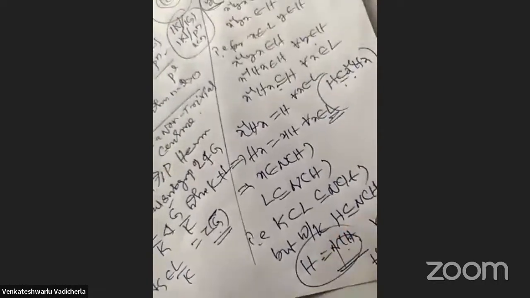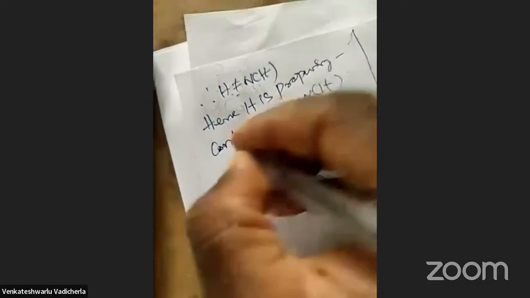It is not equal, only H is the H, therefore H is not equal to N of H. So here, 100 percent, what happens? H is properly contained in N of H. H is properly contained.